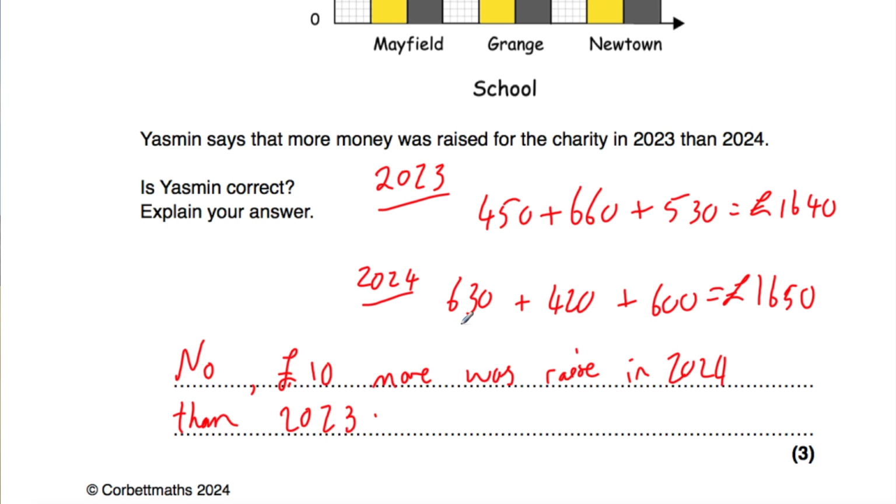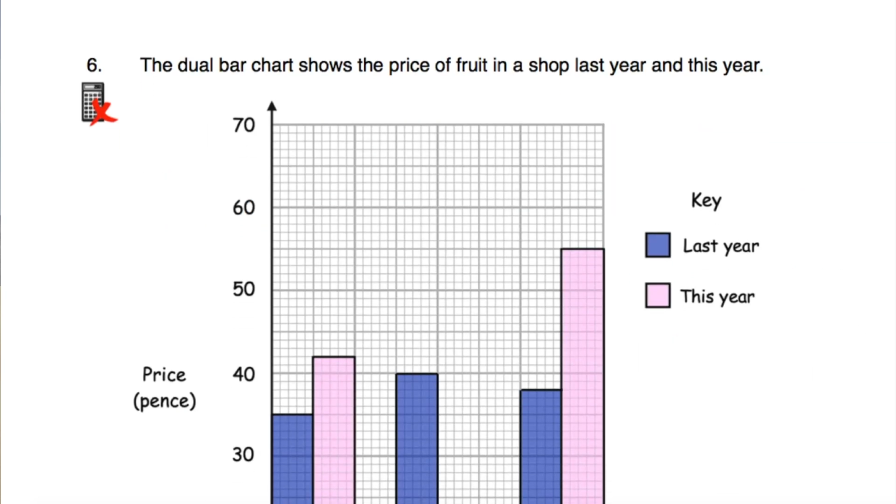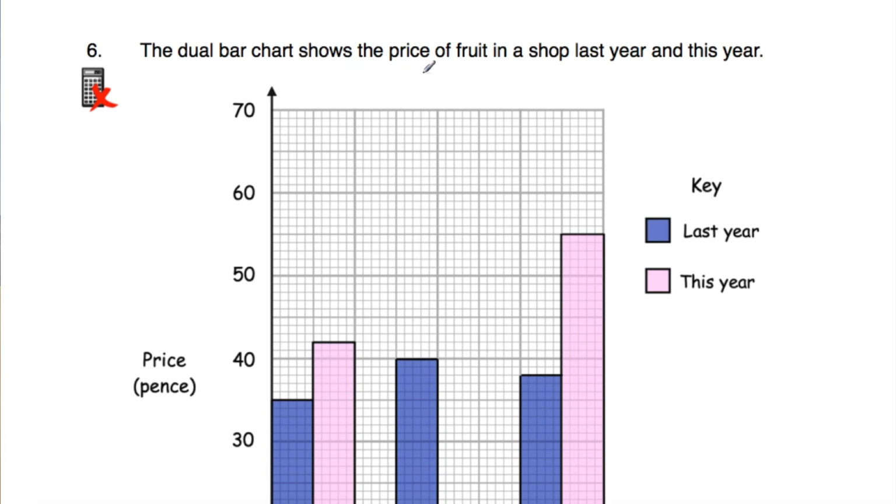So is she correct? No. And that's our reason. Okay, let's have a look at our next question. So question number 6. Question number 6 is the dual bar chart shows the price of fruit in a shop last year and this year. So in blue we've got the price last year and in pink we've got the price this year.